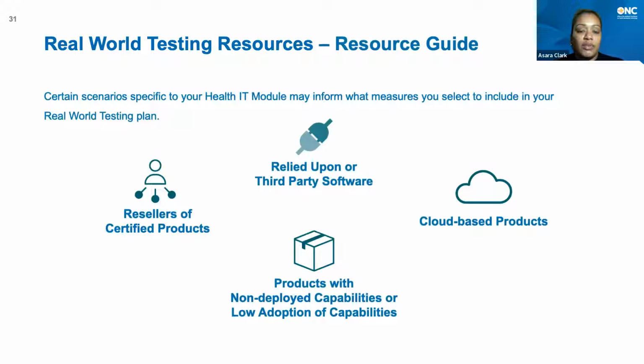All right, these are just some examples of what we included in the guide and some of what we got back from public comment and questions. So we have in there how to deal with resellers of your certified products, if you use relied upon software or third-party software during the certification process, non-deployed capabilities or low adoption of capabilities. We talk about that in depth in the resource guide, and how to deal with cloud-based products. Those are all some of the special scenarios that you will find in the resource guide, where we provide additional context.